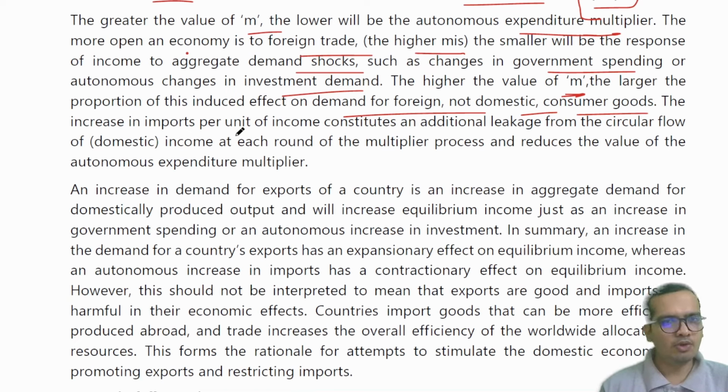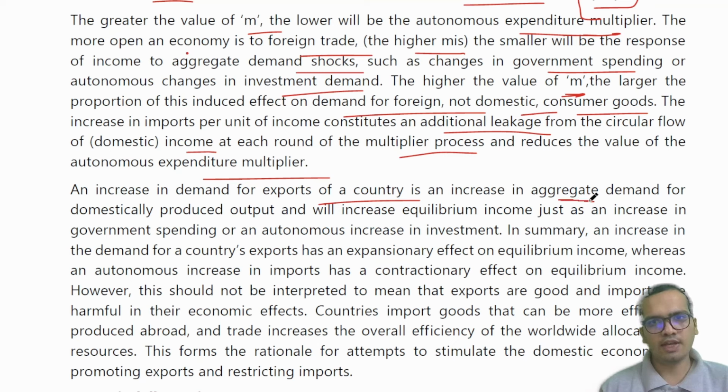The increase in import per unit of income constitutes an additional leakage from the circular flow of domestic income at each round of the multiplier process and reduces the value of the autonomous expenditure multiplier. So an increase in demand for export of a country is an increase in the aggregate demand for domestically produced output and will increase equilibrium income just as an increase in government spending or an autonomous increase in investment.